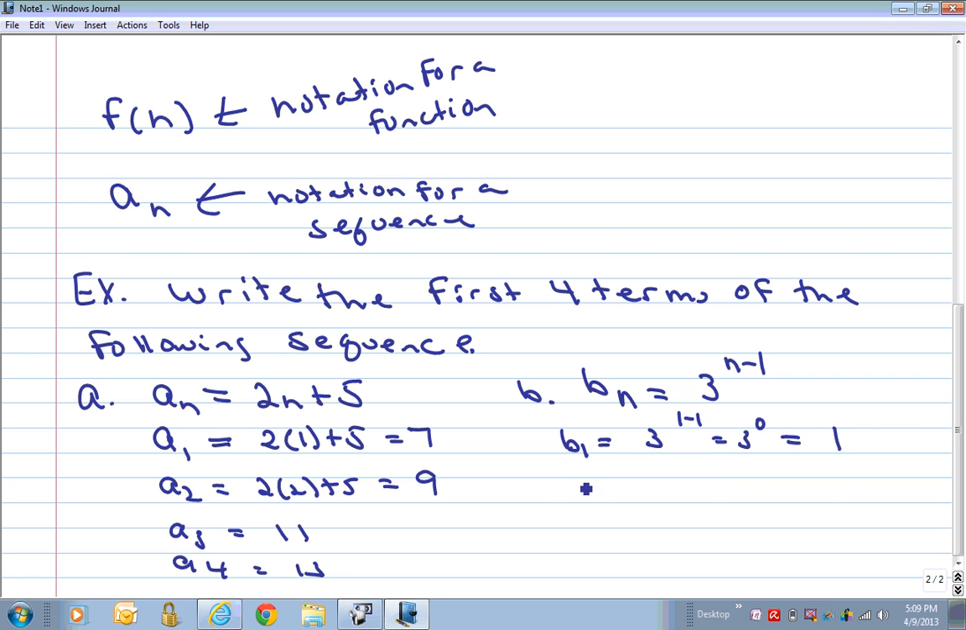So B sub 1 is 1. B sub 2 would be 3 to the 2 minus 1 power, which would be 3 to the first, which would be 3. And then we would continue with B sub 3 and do the substitution and get 9, and B sub 4, get the substitution and get 27.